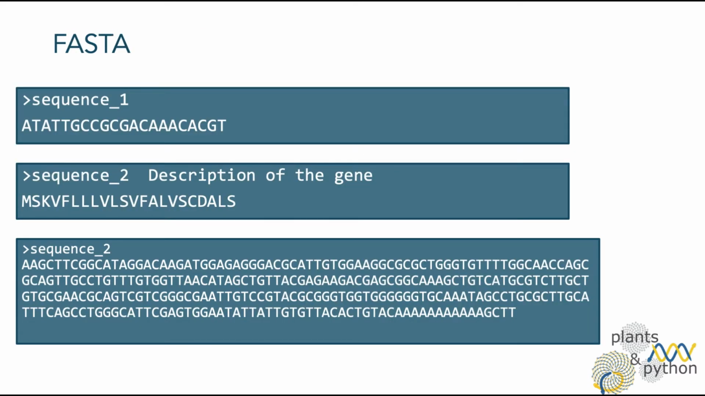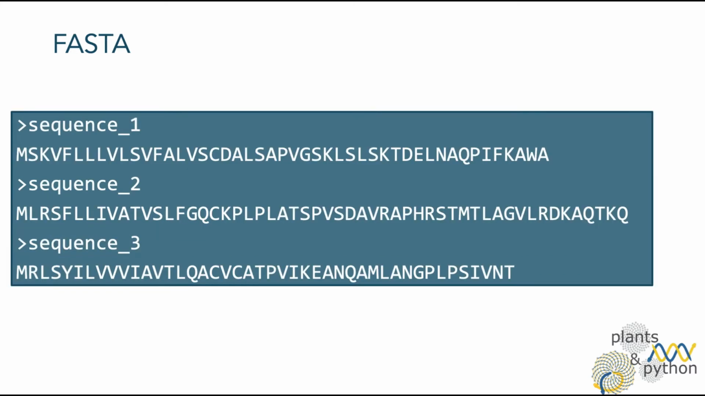DNA and amino acid sequences are usually stored in the FASTA format. In this format, each sequence starts with a greater than character, then the identifier, and in the next line or the next following lines, the sequence. If the sequence is long, it can be divided into different lines, usually of 60 characters each. After the sequence identifier, separated by a space, you can also have a description. You can also have several sequences in the same file, as each record will start with a greater than symbol and the identifier.